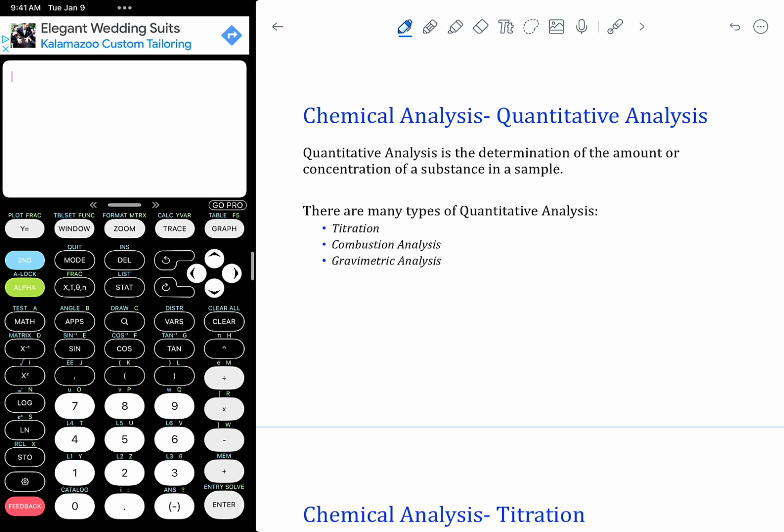The type of quantitative analysis that I want to talk about here are for three specific types. That is titration, combustion, and gravimetric analysis. Now, we are not going to focus on combustion. We're going to look at titration and gravimetric analysis specifically. If you would like to read more on combustion analysis, there is a great section in your textbook, but we will not be going through that and you will not be tested on that.